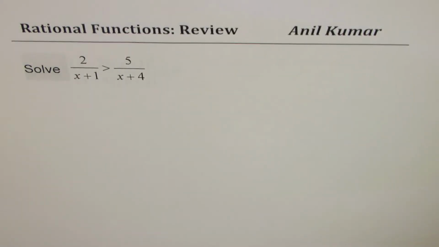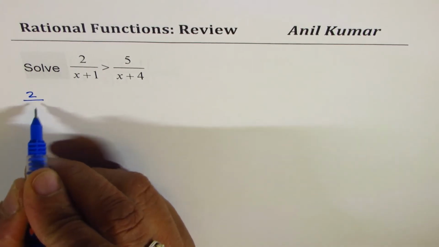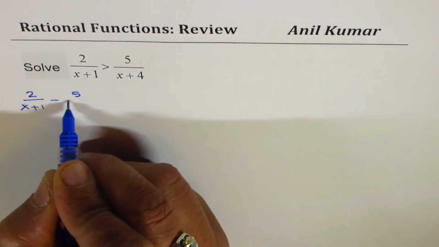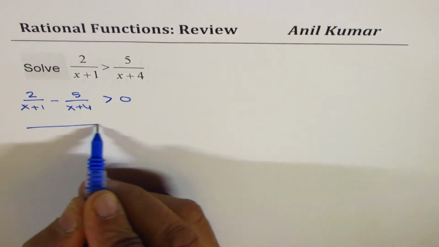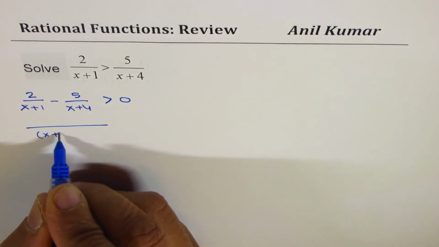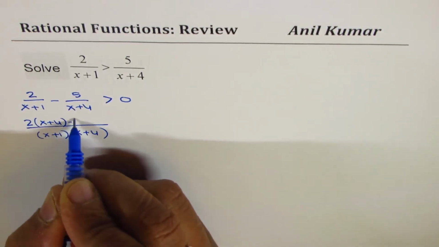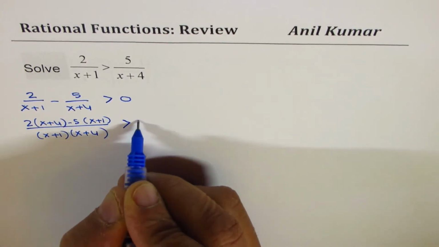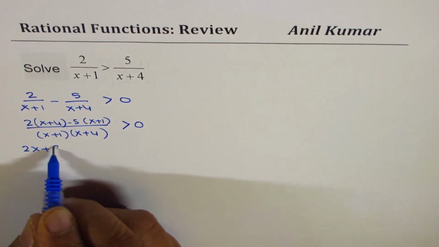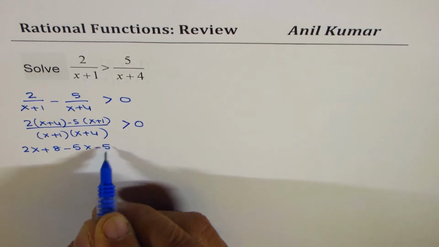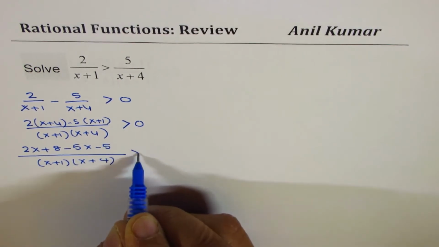So let's take up another example, which is slightly more difficult than what we took earlier. But we'll bring them together. So it is 2 over x plus 1 minus 5 over x plus 4, and that should be greater than 0. So let's take a common denominator, which is again the product of these two, x plus 1 times x plus 4, and we'll multiply 2 by x plus 4 and minus 5 by x plus 1, greater than 0. Correct? Now let's open the numerator, which is 2x plus 8 minus 5x minus 5 over x plus 1 times x plus 4 should be greater than 0.